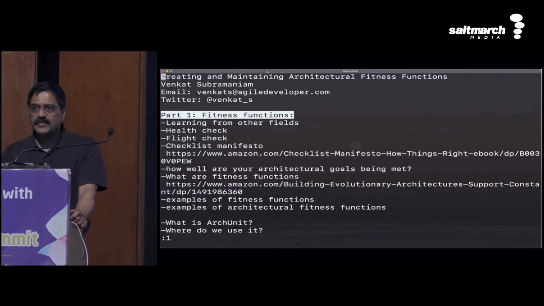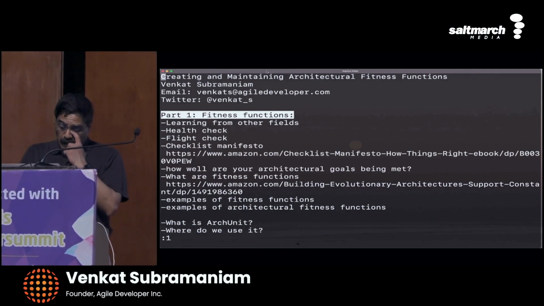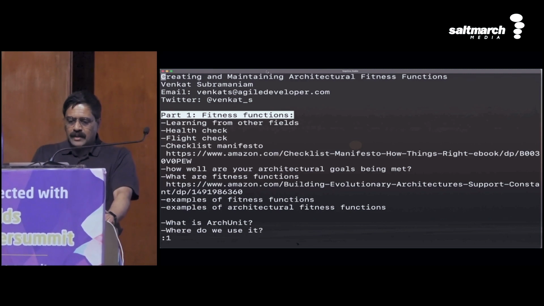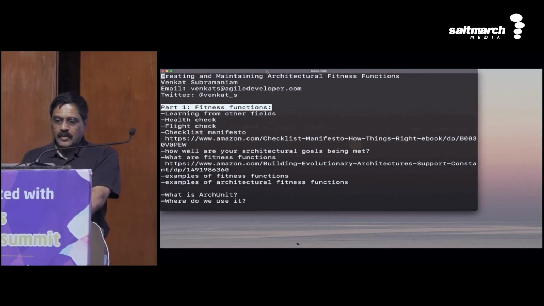General fitness functions. What does that even mean? Let's talk about the concept of fitness functions. We'll talk about some examples of fitness functions, and then we'll talk about how we could actually measure it in our applications as well. So we'll talk about these.